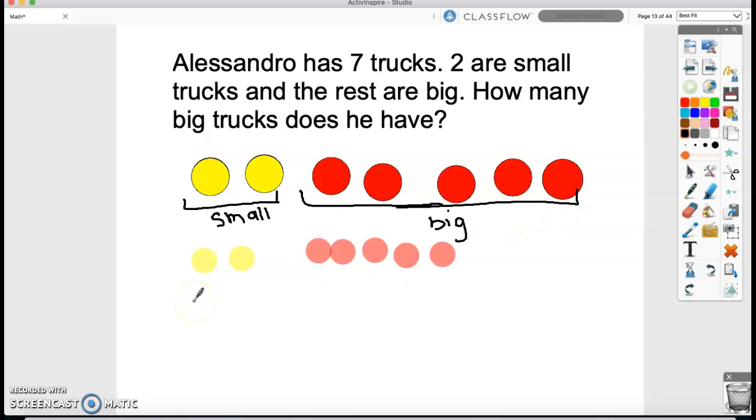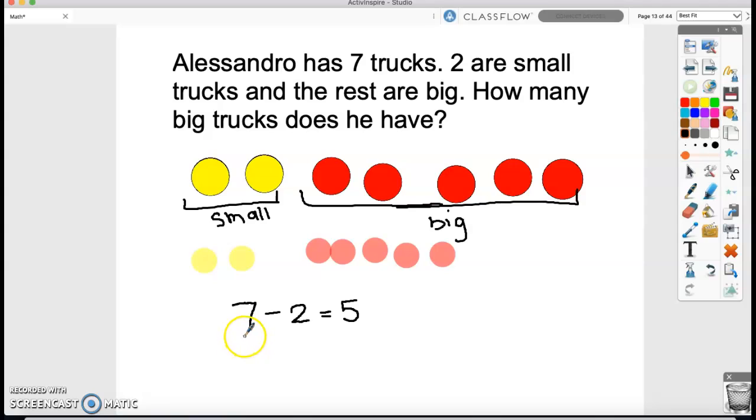So let's write a number sentence. And we're going to use our problem to write our number sentence. It said Alessandro has 7 trucks. So he starts with 7 trucks. That's the total amount that he has. Minus, there are 2 small trucks. So we're going to take away the 2 small trucks equals, if we take away these 2 small trucks, how many big trucks does he have? The rest are big. 1, 2, 3, 4, 5. So he has 5 that are big.